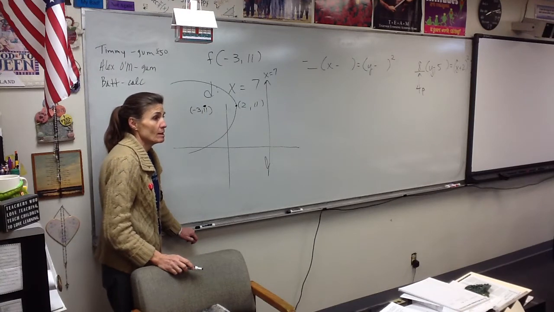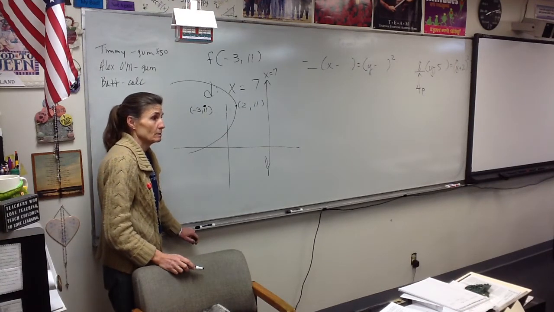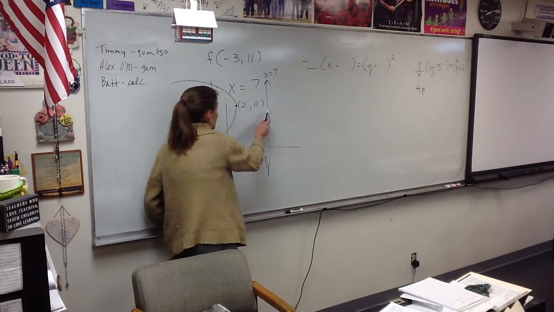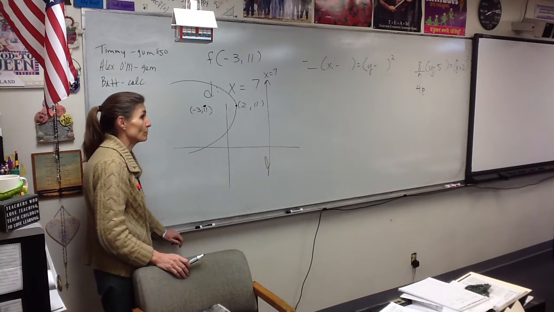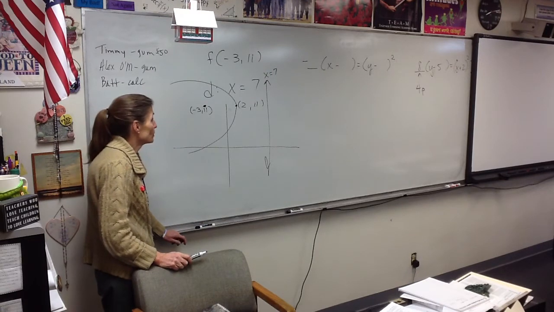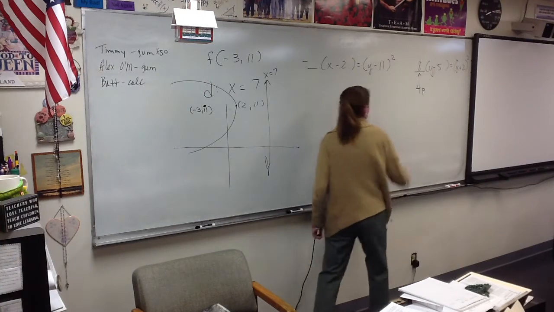Yep. How'd we get the 2? What's right in the middle of negative 3 and 7? Negative 3 plus 7 is 4, divided by 2 is 2. Or you can count. So I can put a 2 here and an 11 here.